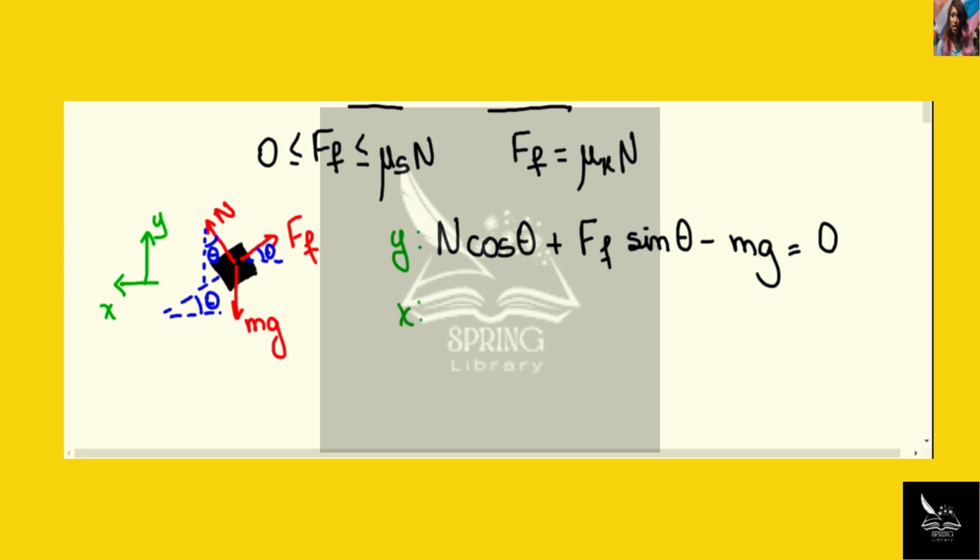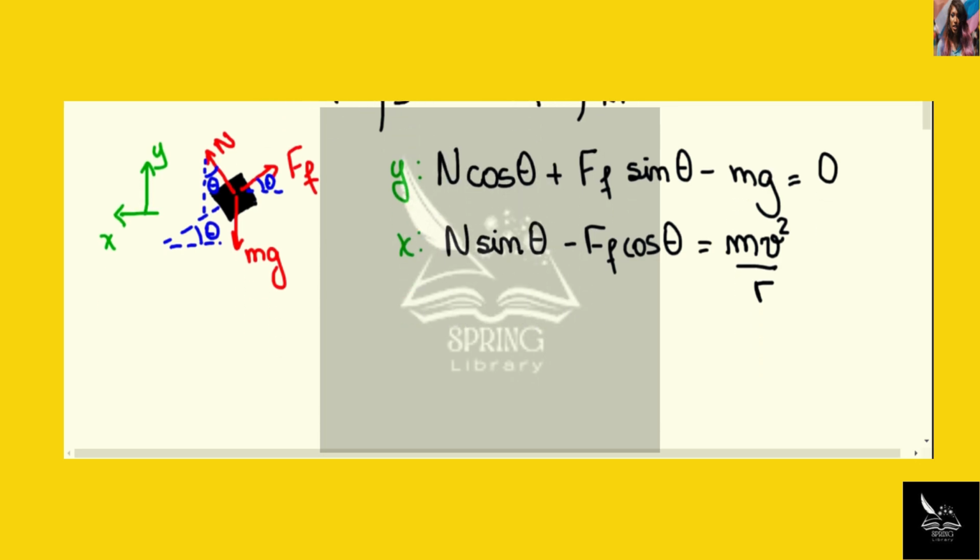In the x component, we have n times the sine of theta minus the frictional force times cosine of theta, and this is equal to, according to Newton's second law, the mass times the acceleration. Now we know that the acceleration is v squared over r, since the spool is moving in a circular motion. And the circular motion is around the y-axis.